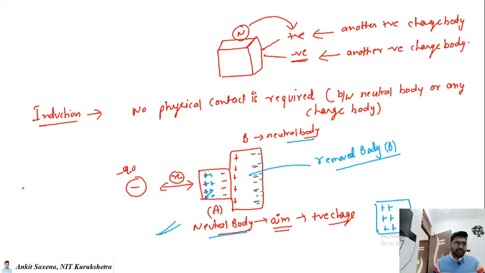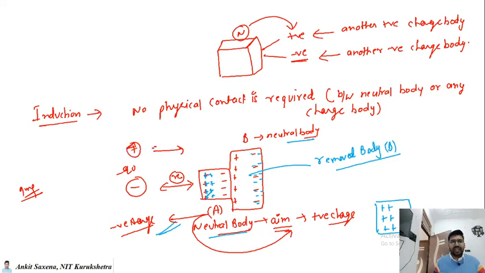Now one important point you have to keep in mind: whatever the charge required on the body, for example here I required the positive charge on body A, so I place the negative charge at a distance of x. In the same way, if I want the neutral body A to be negatively charged, I have to place a positive charge at a distance of x. So whatever the charge required on the body, we just place the opposite nature of charge at a distance of x from that body. This is the complete phenomenon of charging of a conducting body.